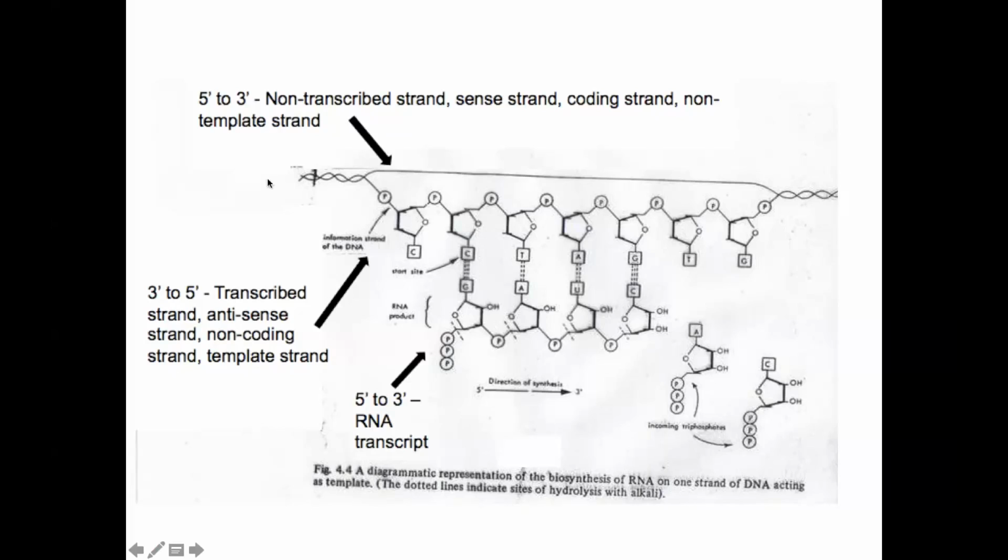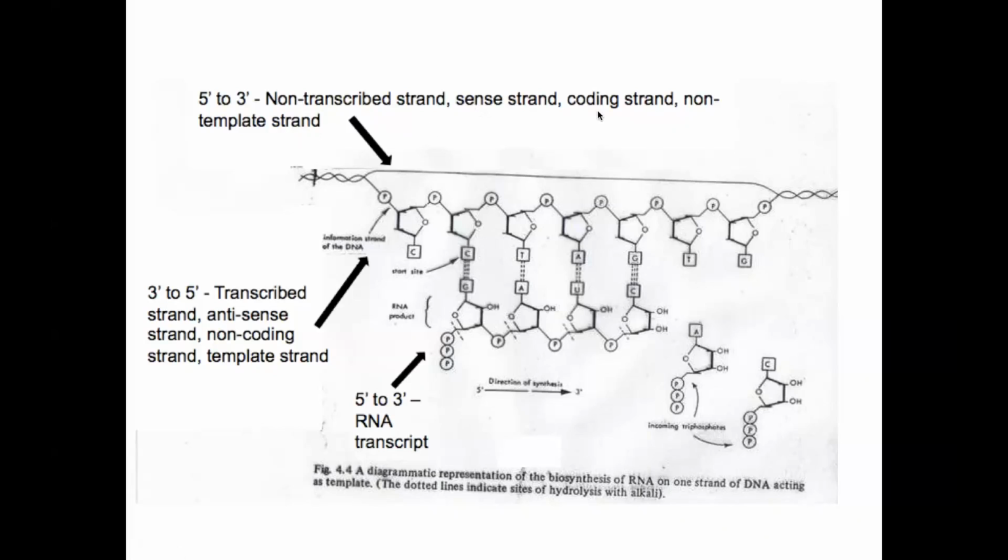So the other strand of DNA within the double-stranded DNA molecule has names as well. It's the non-transcribed strand, the non-template strand. Both of those make sense. But they're also called the sense strand and the coding strand. So in other words, the information is contained in the non-template strand of DNA within the gene sequence. That doesn't seem right. So where do these names derive?